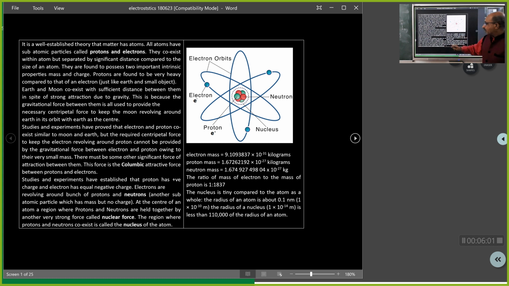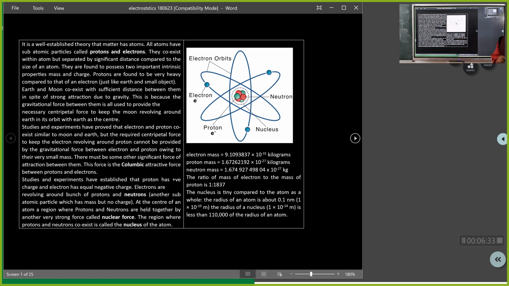So what I am trying to point out here is that a proton has mass, an electron has mass, so just like earth and moon, the electron would have existed. But looking at the masses, it is very clear that electrons need more force than the gravitational force between proton and electron. So there has to be one extra force, some different force, and that force is the Coulombic force, or electrostatic force of attraction.